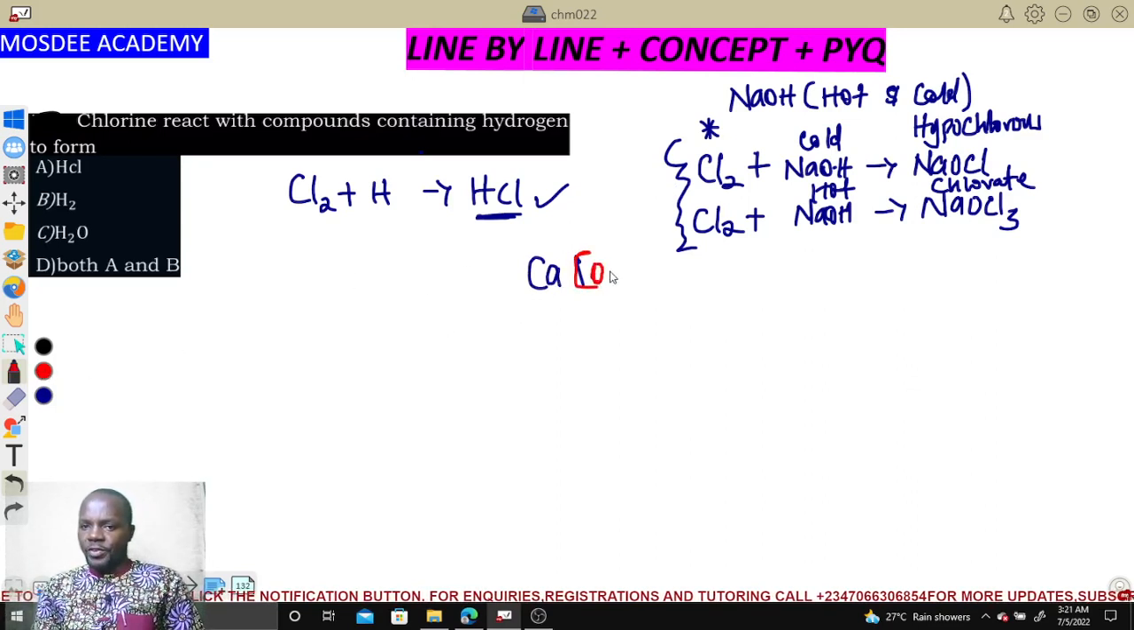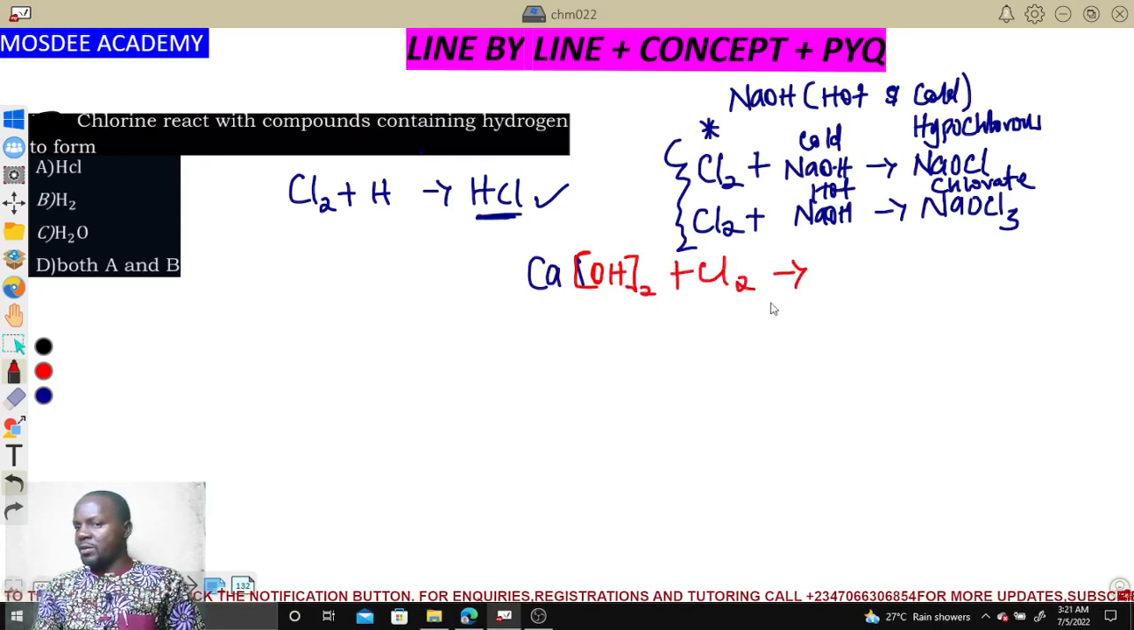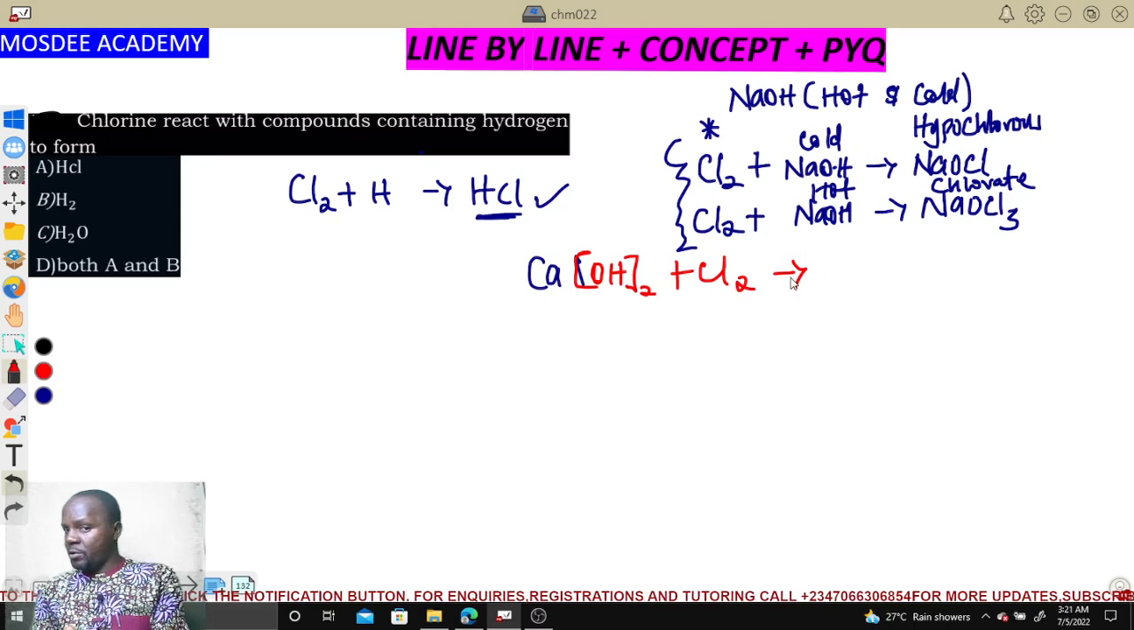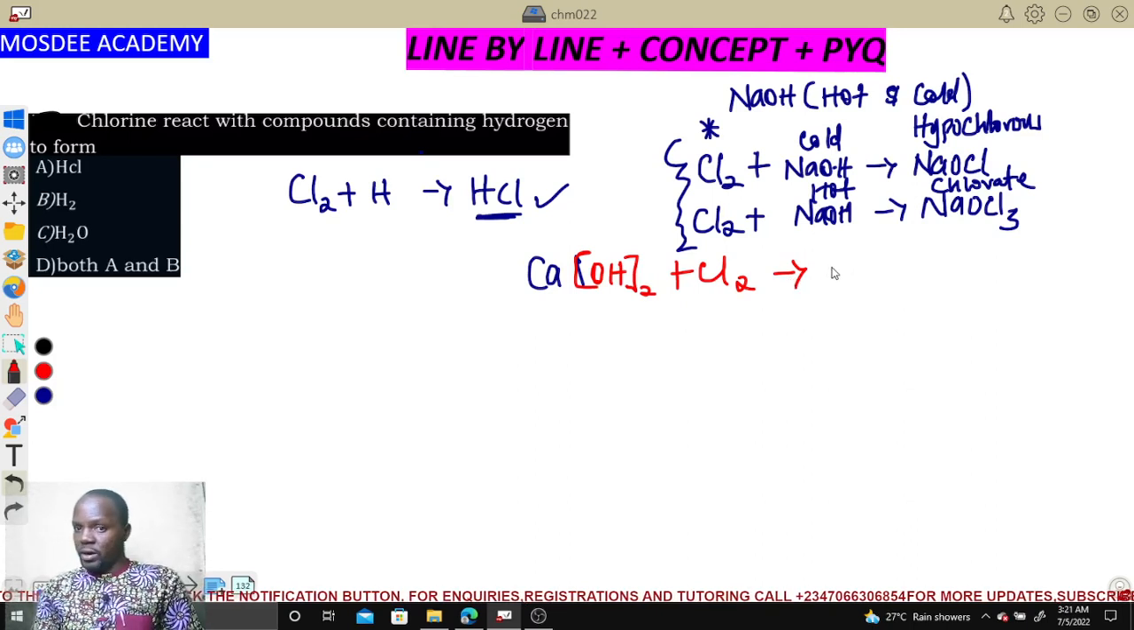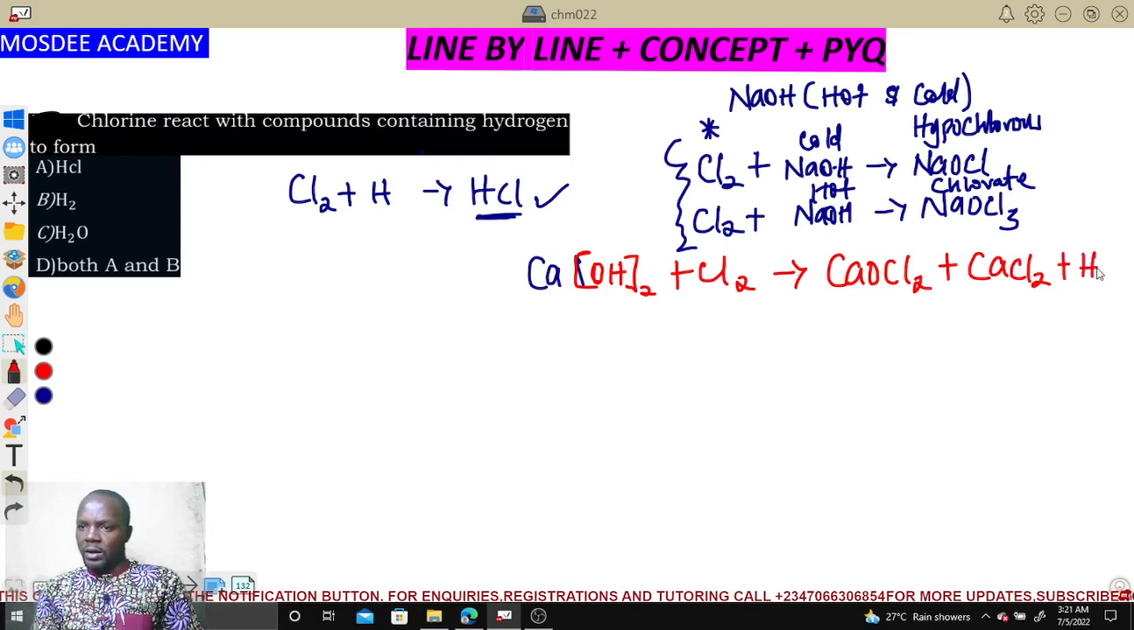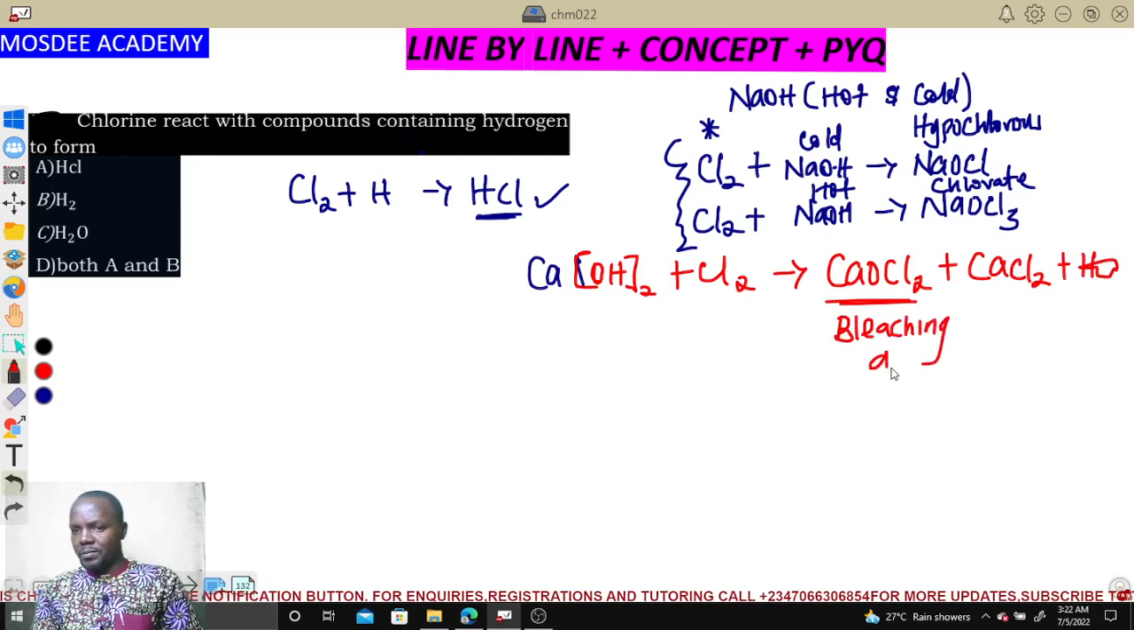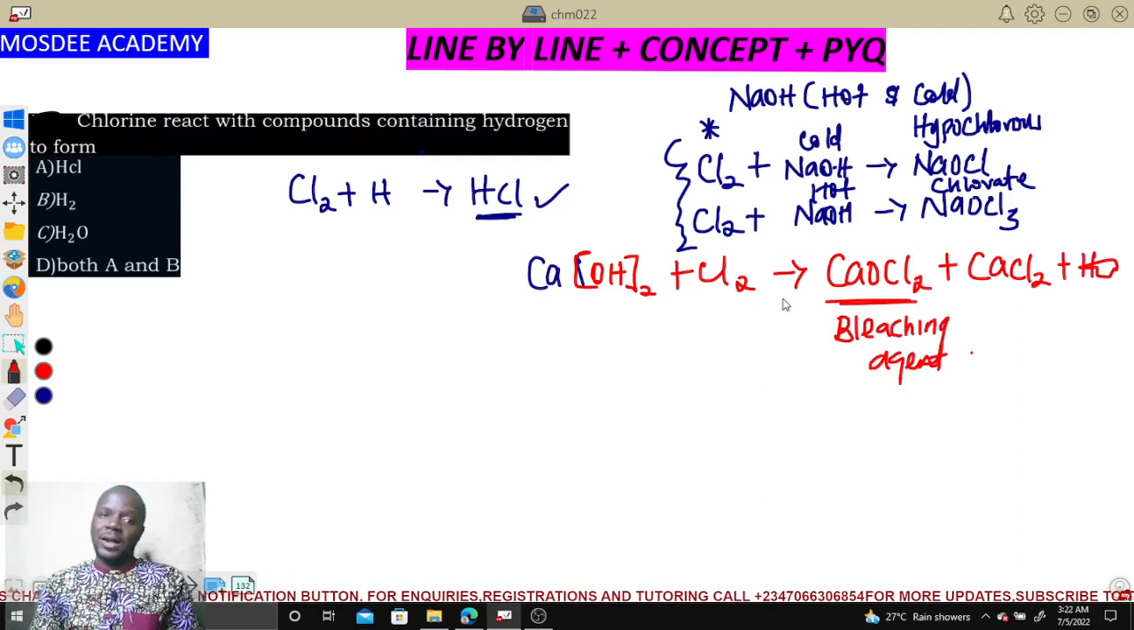Concept before question: calcium hydroxide plus chlorine. When chlorine reacts with calcium hydroxide, it gives you the bleaching ability of chlorine. This is the reaction you were told in junior classes. CaOCl2 plus CaCl2 plus water. This is what they call the bleaching agent, or bleaching powder, the way you put it.